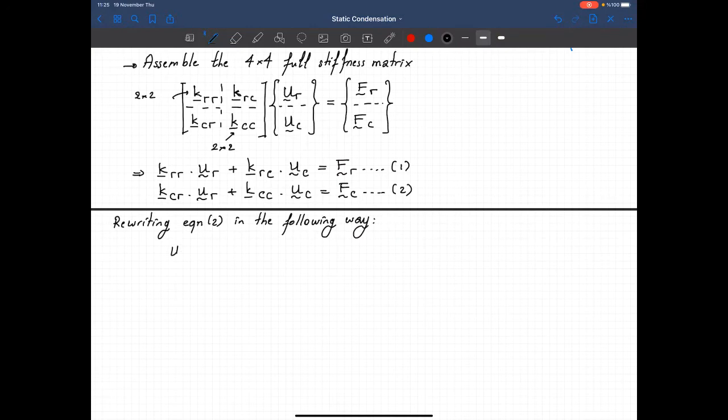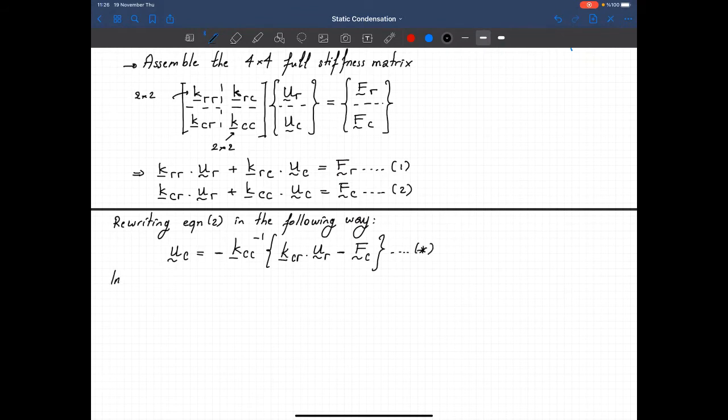So I'll have U condensed is equal to minus Kcc inverse multiplied with Kcr times UR minus Fc. Okay, let's call this equation star.